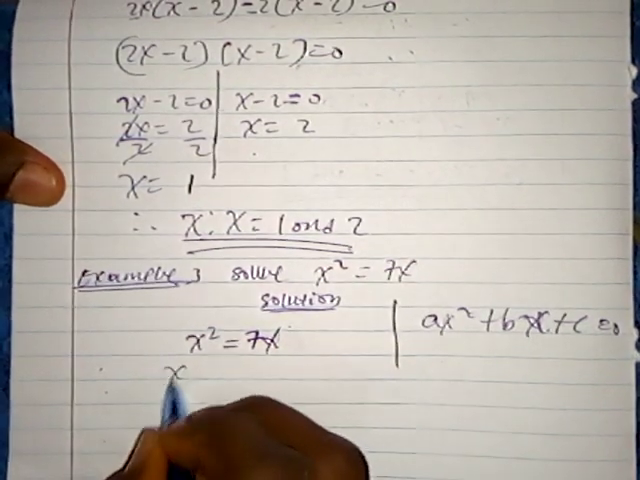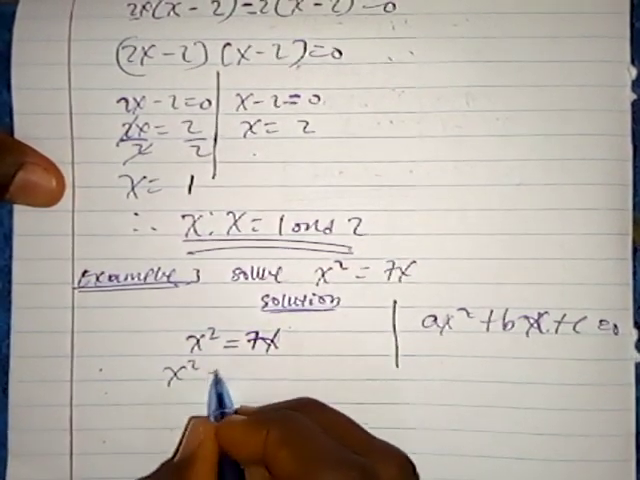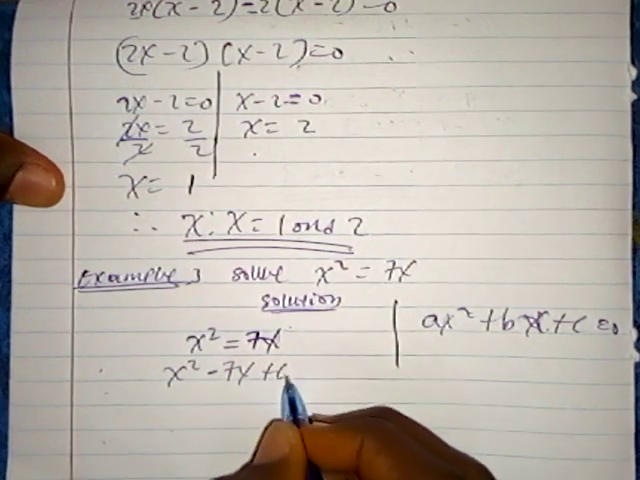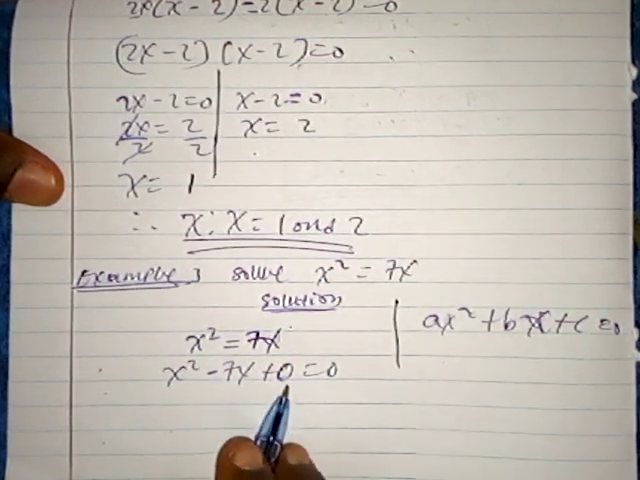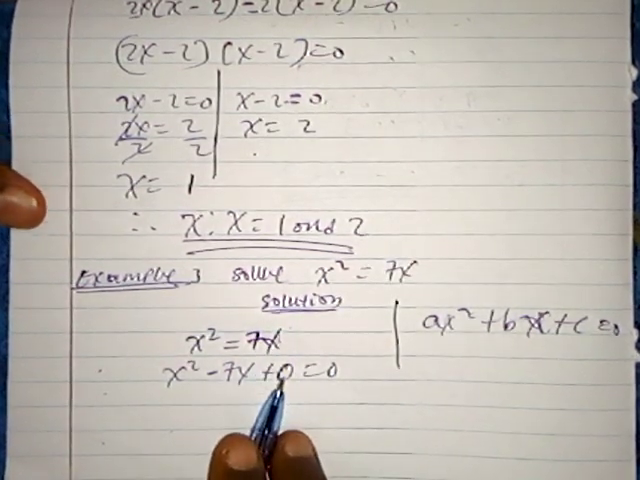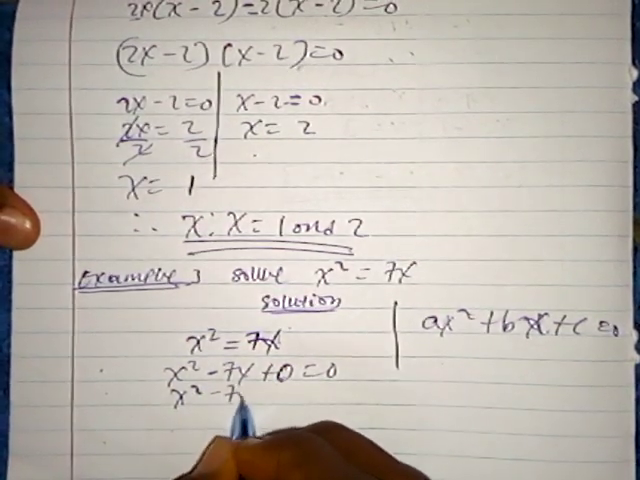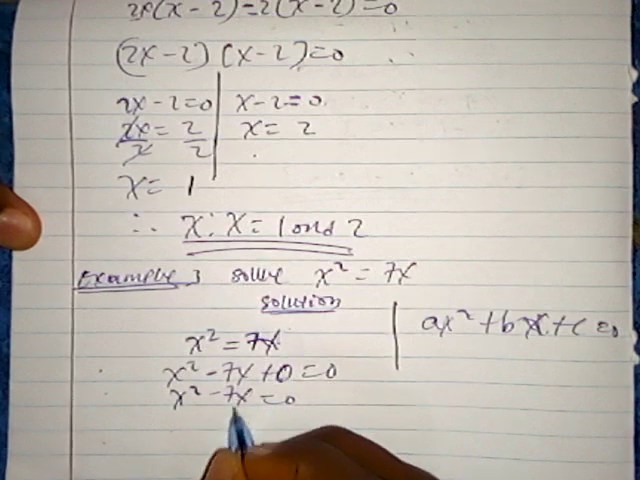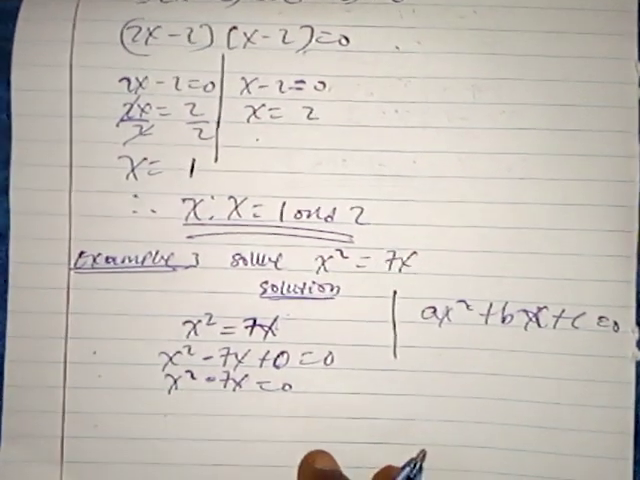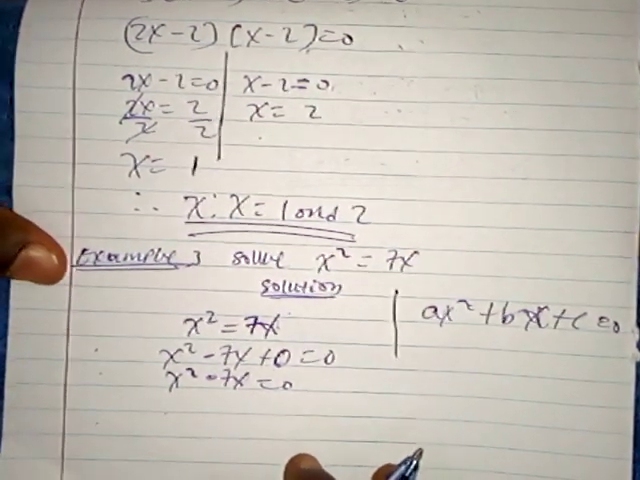Let's set it this way. x squared, now we transpose minus 7x plus c equals to 0. Because there is no constant, we put 0 for it. So we say x squared minus 7x equals to 0. Right? 0 added to any number is just the number itself. What are we going to do next?